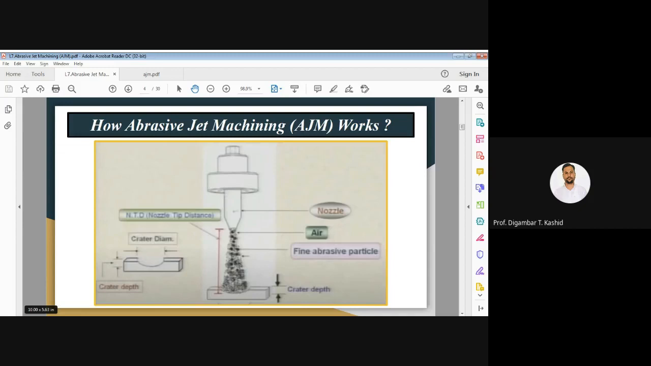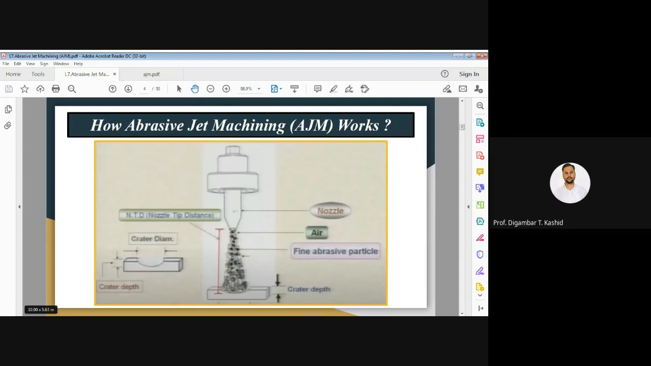Now this air and abrasive particle mixture consists of very fine abrasive particles. Here I have shown the fine abrasive particles. At the bottom is the workpiece, from where the material is being removed in the form of small craters. That means the small removed part of the workpiece is called a crater.